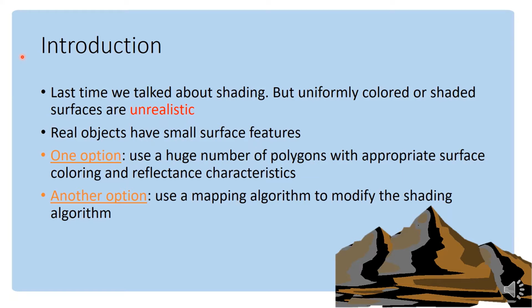Last time we were talking about shading and discussed what is shading and what is lighting. But basically the color or the shaded surface is not that realistic compared to what we have in real life. A real object should have small surface features, at least a small surface detail, so that we can consider the object as a realistic surface. So there are two options in order to have realistic graphics. The first option is to use a huge number of polygons with appropriate surface coloring and reflectance characteristics.